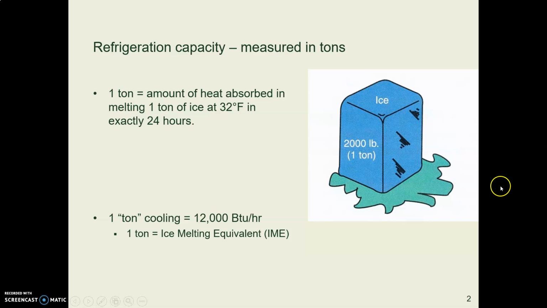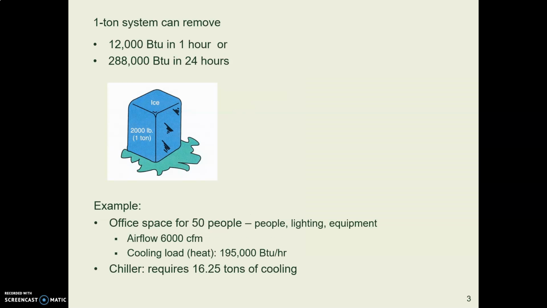The measure of cooling, called 1 ton, is the amount of heat that is absorbed when melting 1 ton of ice at 32 degrees Fahrenheit in exactly 24 hours. And 32 degrees Fahrenheit is the temperature right at which the state changes from solid ice to liquid water. And right at that point, the ice is melting. This is what a ton means: the amount of heat to melt a ton of ice at 32 degrees in 24 hours.